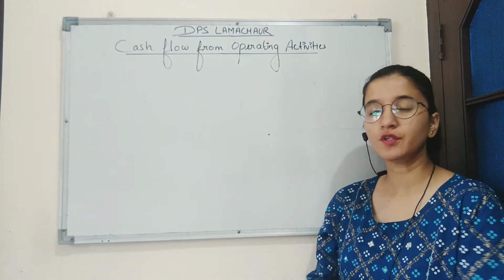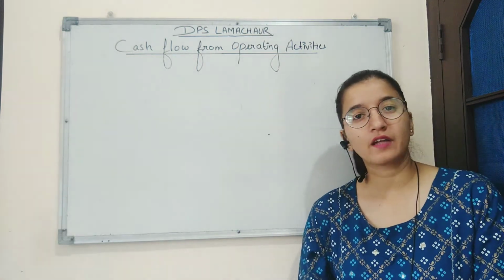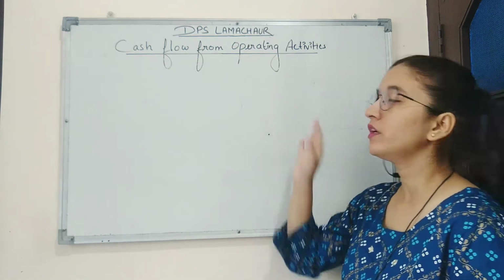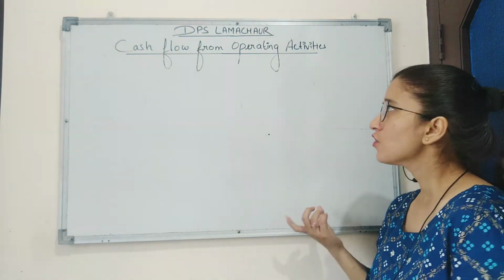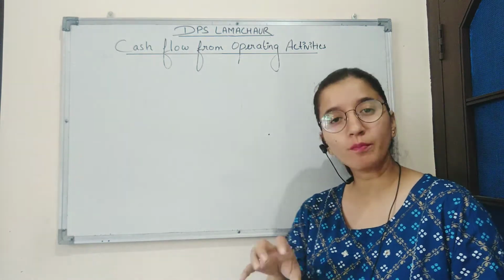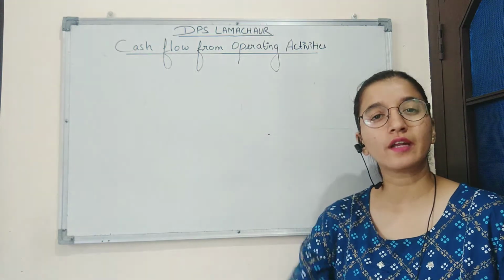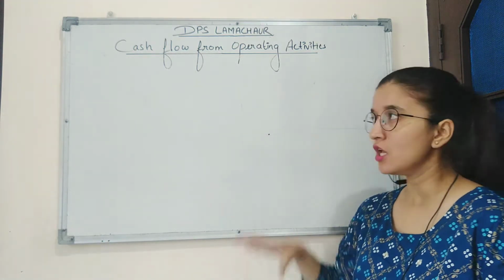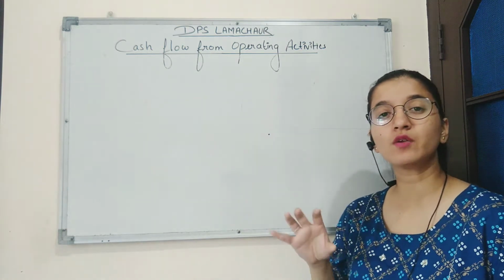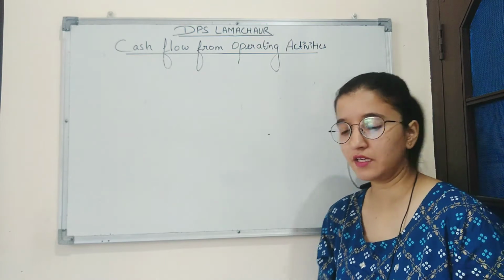Today in this session, we'll be discussing the format of cash flow from operating activities. As in the previous session, we have discussed what operating activities are. Operating activities are the activities which are directly related to the operations of the business, and these operations are related directly to the production of the business. So all the expenses and incomes which are related to the production of the business are considered as operating activities.